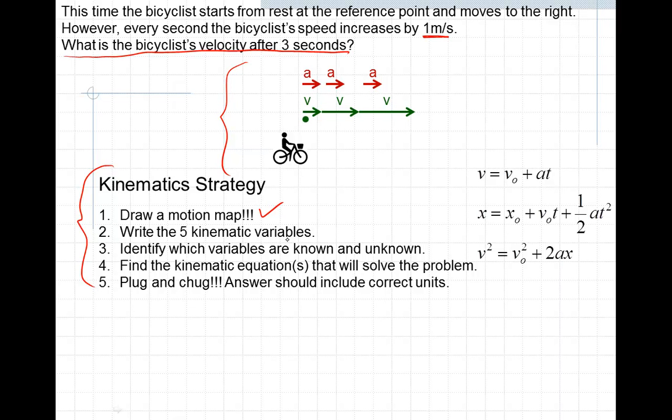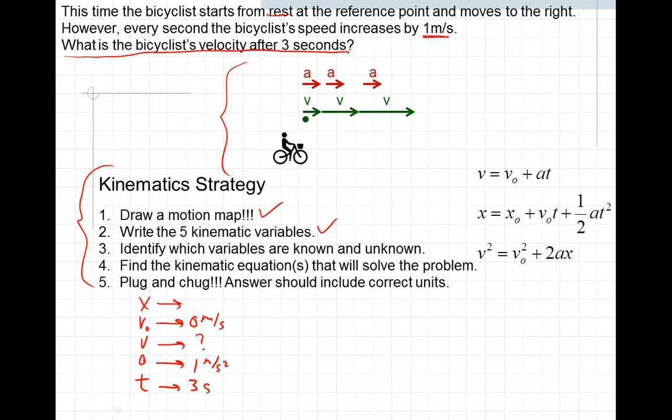Then we write down the 5 kinematic variables: x, v initial, v, a, and t. Okay, so we've done that. We identify which variables are known and unknown. The distance that we travel, we don't know that. Okay, the initial velocity tells us it starts from rest, so the initial velocity is going to be 0 meters per second. The final velocity, that's what we're looking for. The acceleration, we figured out earlier, was 1 meter per second squared. And the time, in this particular example, is 3 seconds.